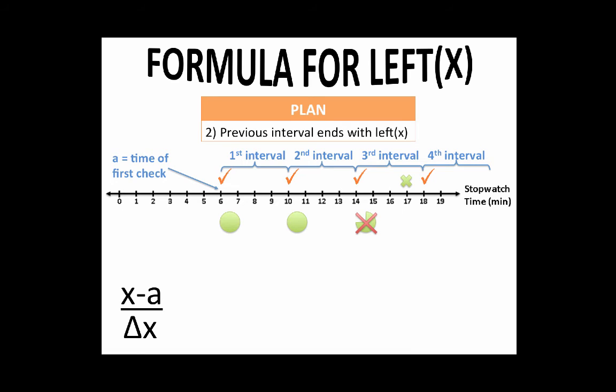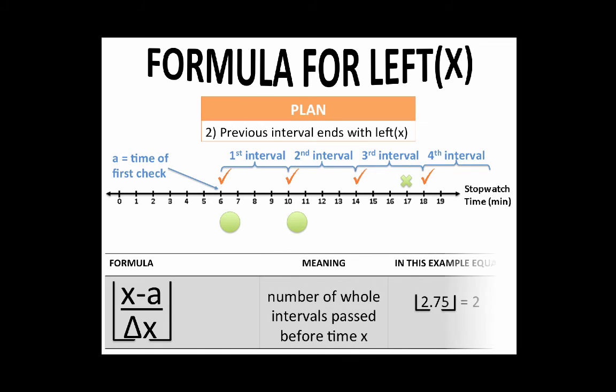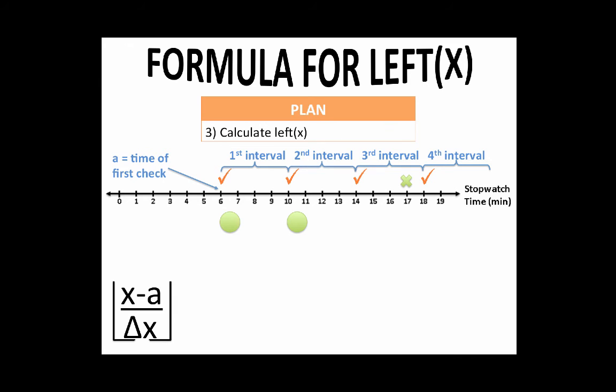Our next step is to round the number of intervals down to the nearest whole number, which we do by taking the floor of the number of intervals. In other words, this gets rid of any partial intervals and gives us how many whole intervals pass by before time x. In our example, 2 whole intervals. We have now completed the next step of our plan. We know that the value of left of x is the moment when the second interval ends.